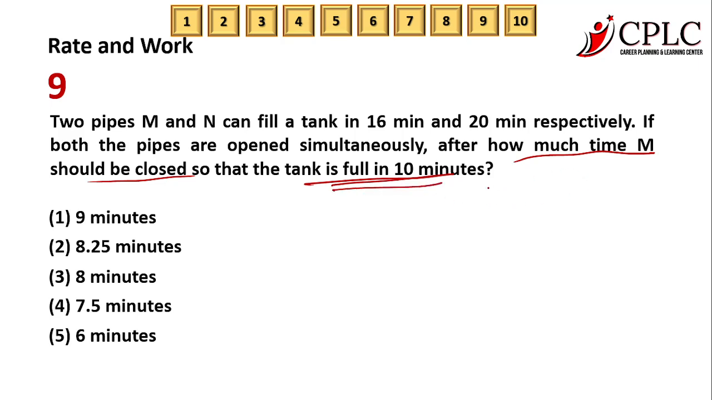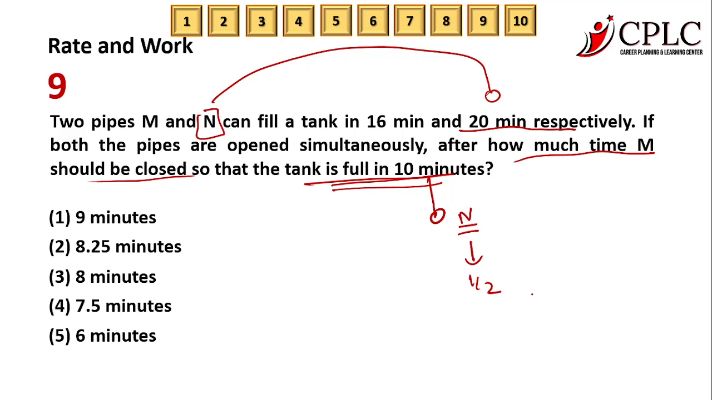After how much time should M be closed so that the tank is full in 10 minutes? So, if we are closing M, that means for these 10 minutes, which pipe is on? Obviously, N is on for 10 minutes. We know from the data, N alone can fill the tank in 20 minutes entirely. But N is on for 10 minutes. So in 20 minutes, he can fill the tank completely, so in 10 minutes, he'll do half. And obviously, the remaining half, who has to do?